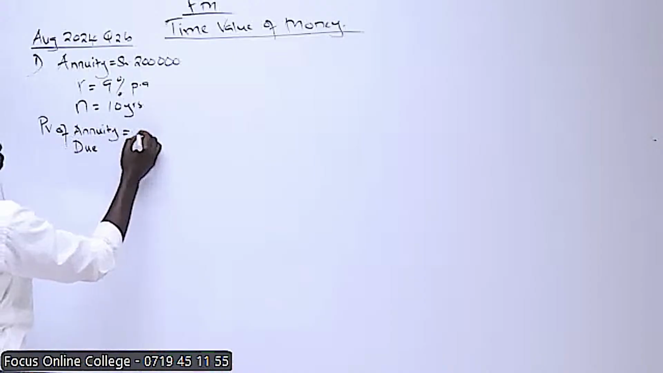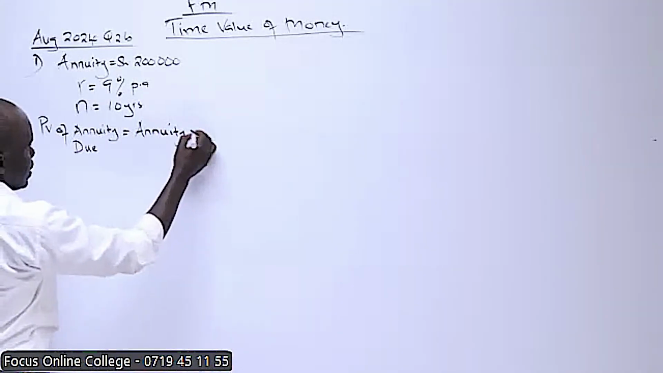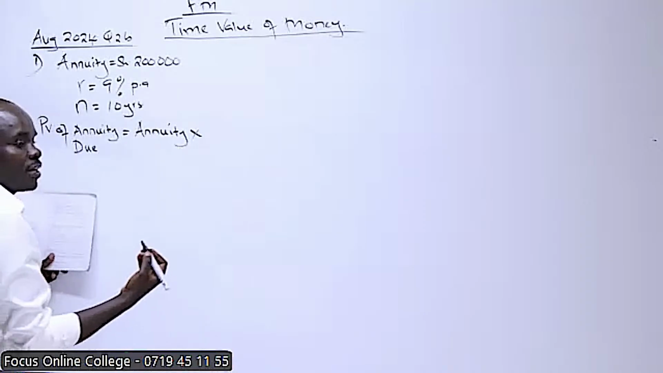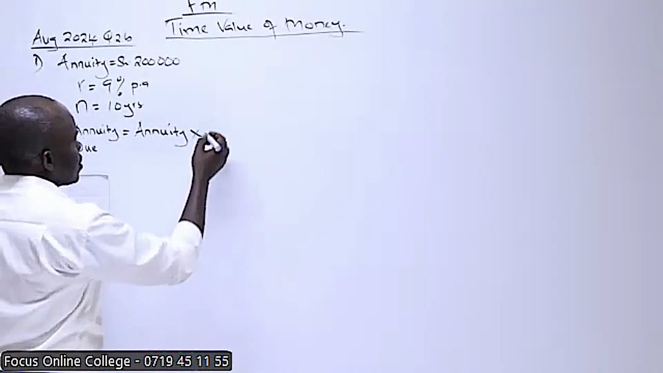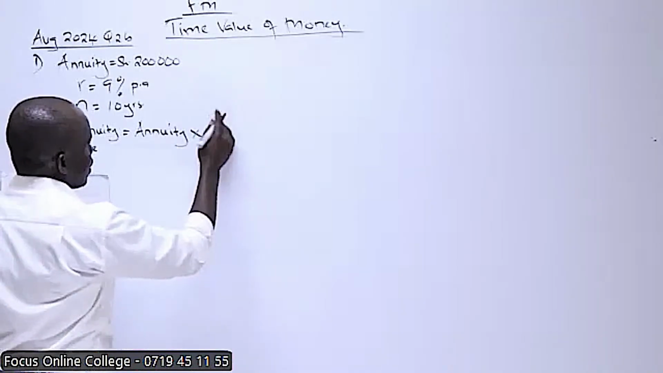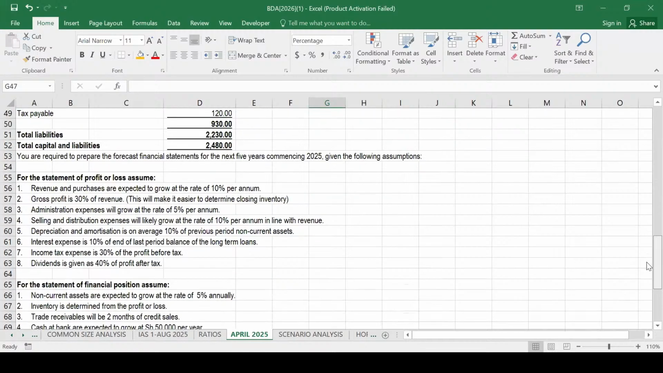we said is equals to the annuity times. So here we can use the tables or we can use the formula, whichever you want. So let's use the formula. Given the following assumptions. So we are given a number of assumptions here.